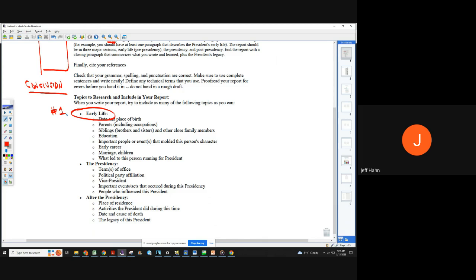Okay, you have to blend that into your paper. You know, my president Bob was born in a small town in Kentucky to blah, blah, blah. Don't just give me short, choppy sentences that just answer these questions.